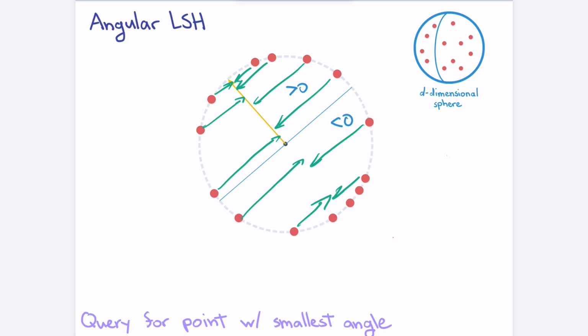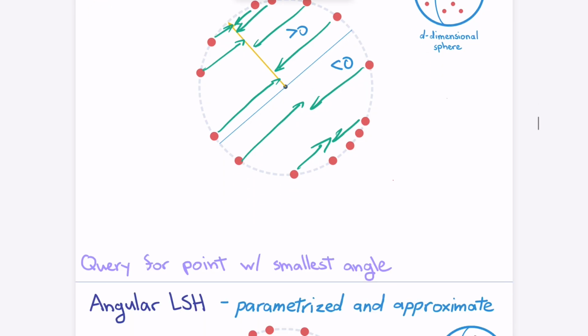And you can already see intuitively that it's less likely to split apart things that are close together. Things that are opposite will always be split.